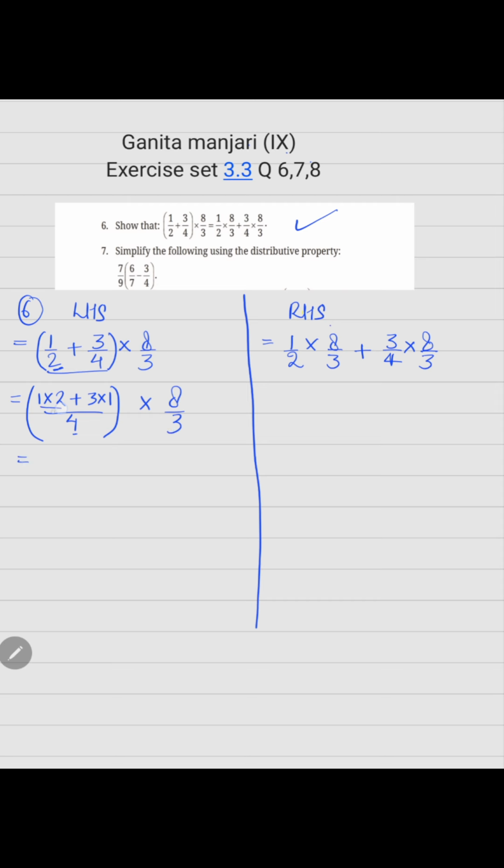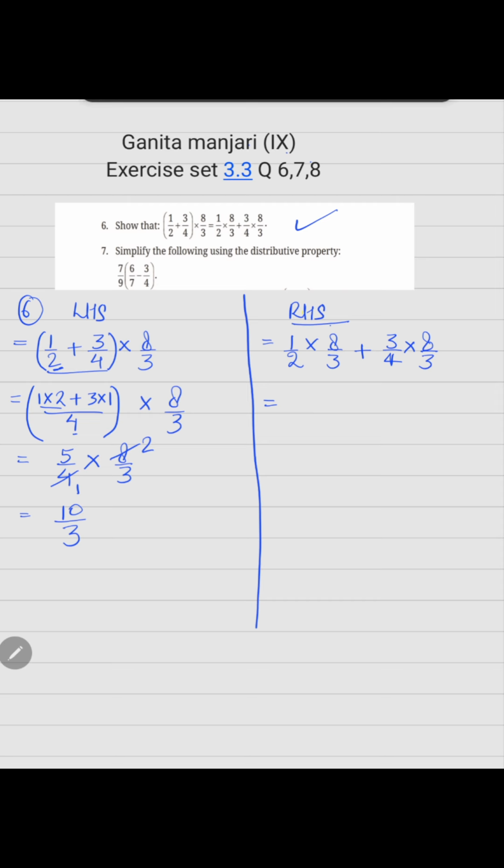2 plus 3, we got 5. We solve firstly the bracket, and then 4 times 2 is 8, 5 times 2 is 10, which is 10/3. And now we solve the RHS side.